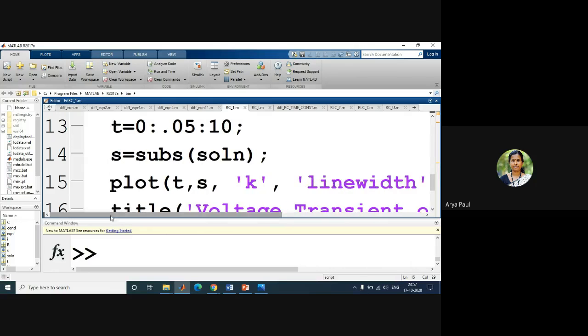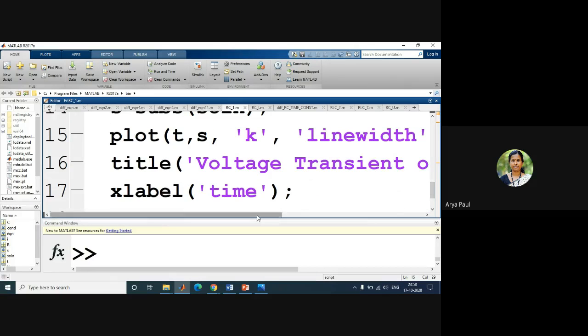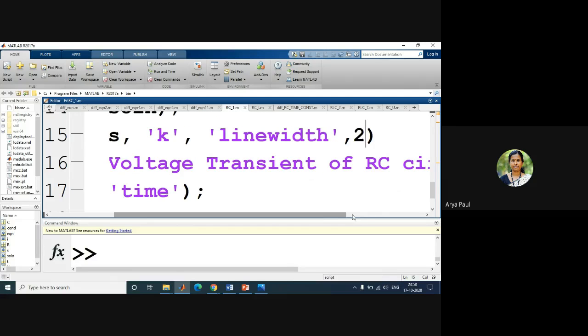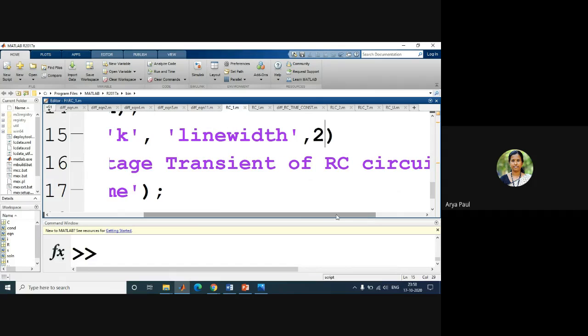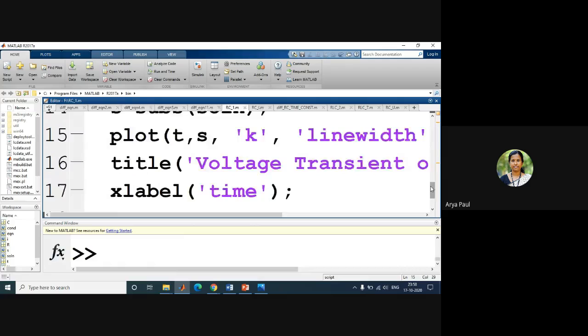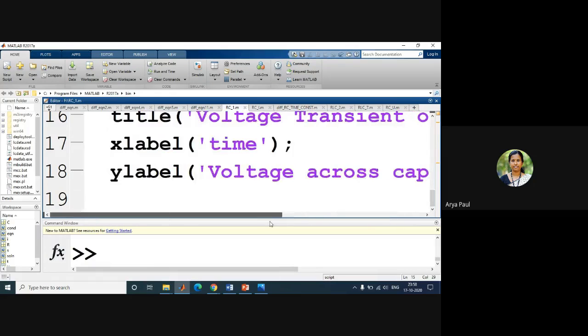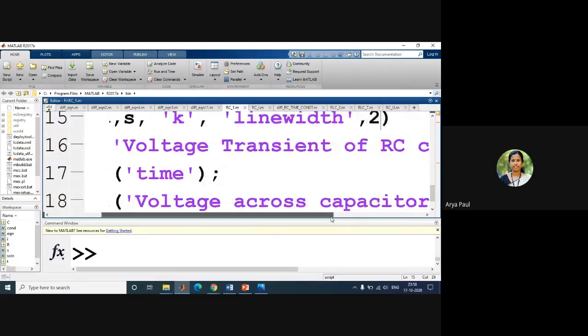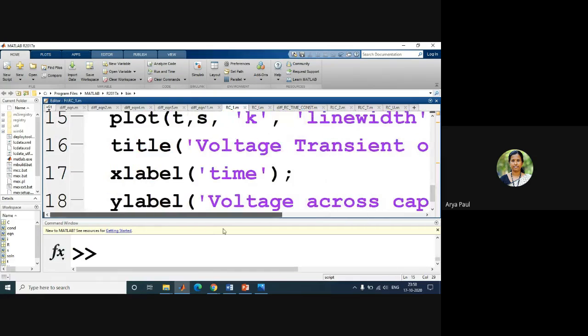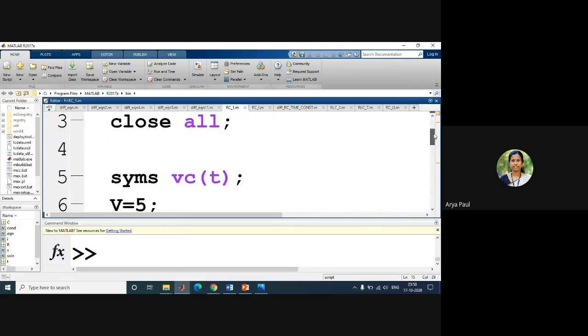Then I am going for the title. What is the title? Voltage transient of RC circuit. My X label is t, and my Y label is voltage across the capacitor, because the solution is the voltage across the capacitor. I hope this program is clear for you.